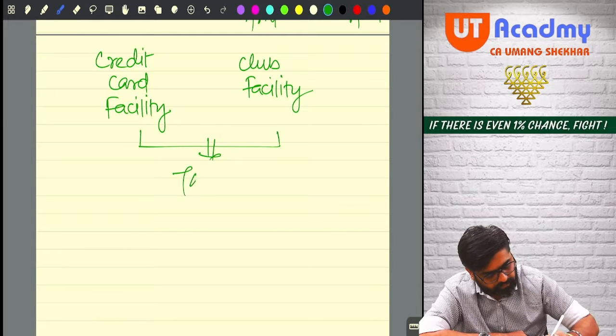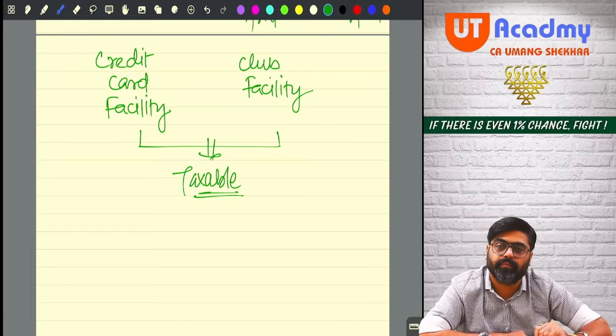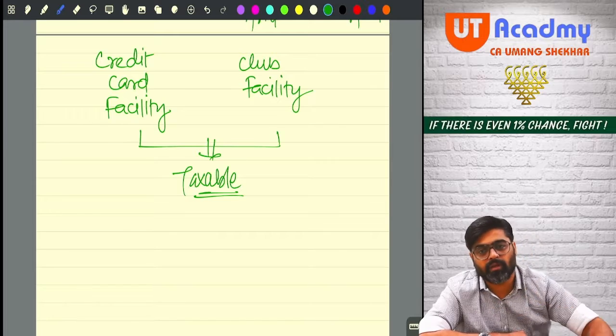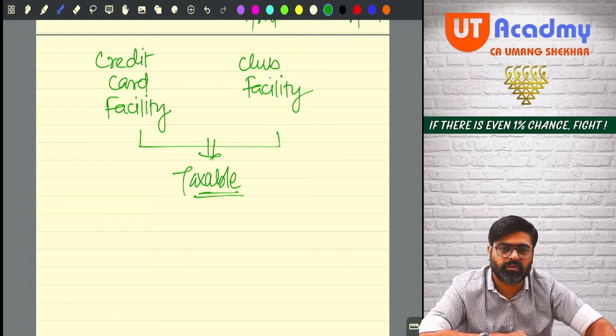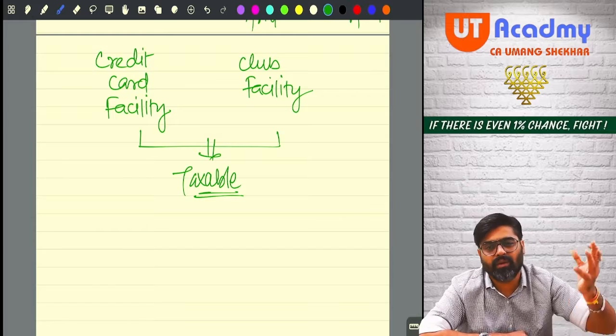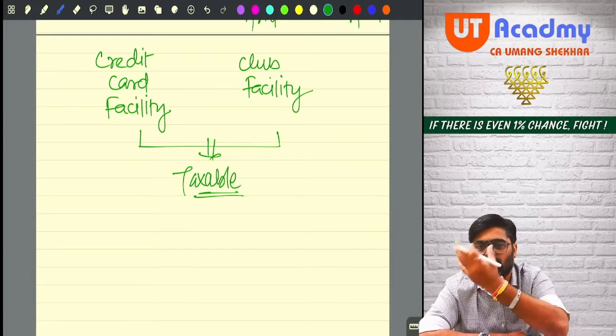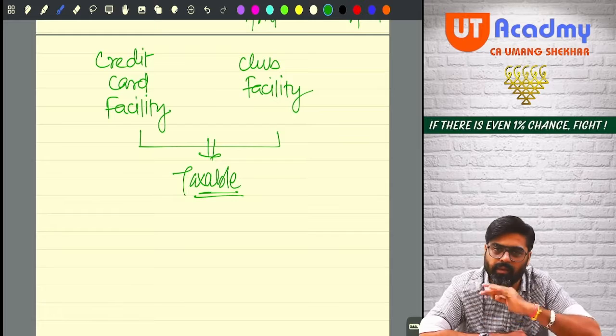Both are what? Taxable. Both are taxable under the head salary. How much value will be taxable? You're not supposed to bother. Why? Because the question will give that this much worth of credit card facility is given and this much worth of club facility is given. It will always be given in the question. Understanding or not? So if it is given in the question, I will just have to take up that amount and charge that under the head salary. That's it. Will you be able to do it?